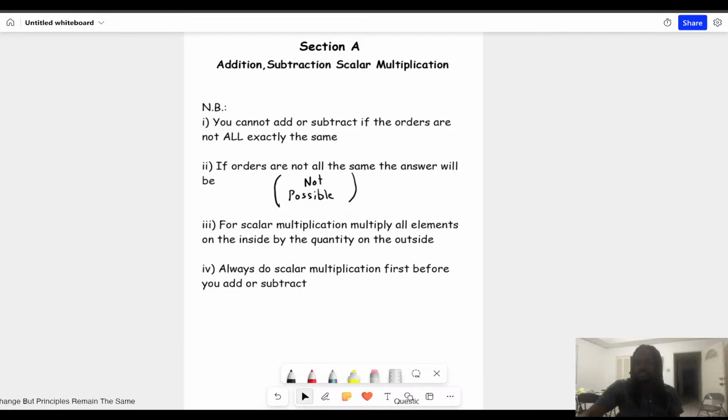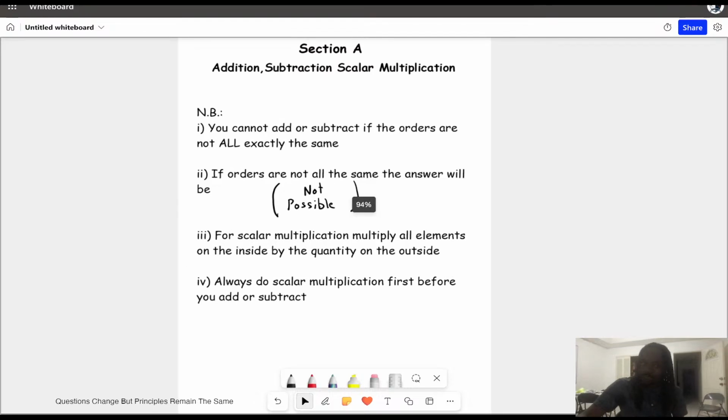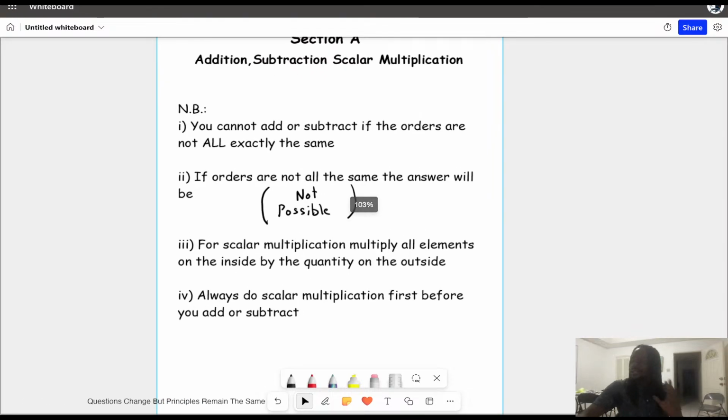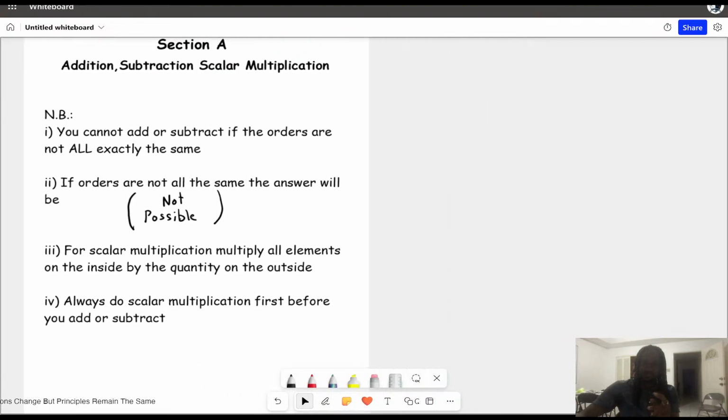Very important, right? But what are the rules that we're going to be using here? As it says, addition, subtraction, scalar multiplication. The first thing, you cannot add or subtract if the orders are not exactly the same. If the orders are not all the same, the answer will be not possible. For scalar multiplication, multiply all the elements on the inside by what is on the outside. And whenever you have scalar multiplication, always do that first before you add or subtract.